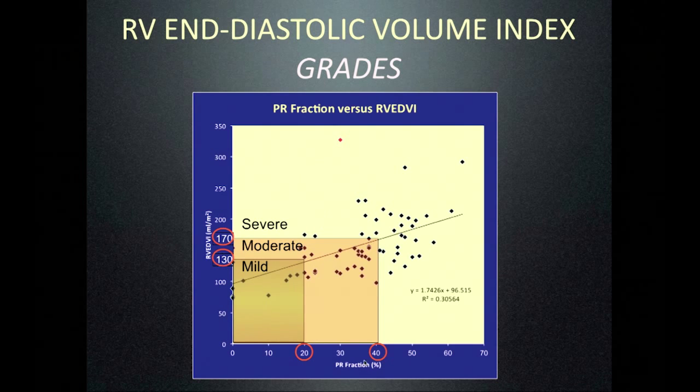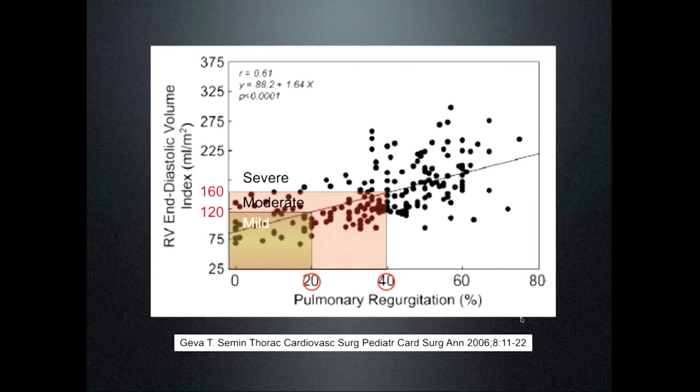Okay? But anyway, based on that, remember that a PR fraction of 0 to 20% is mild, 20 to 40% is moderate, and above that is severe, and that the right ventricular volume is equivalent to 130, and then 40% is 170. You might remember that one of the recommendations for the surgical indication for pulmonary regurgitation is 170, and there is 180, 160 and so on. That is exactly this number. So this is Boston data, very similar. If you go to 20, 40%, that is 120, 160. So very similar numbers. So you can just remember 160 to 170. If it is above that, it is really severe dilatation.